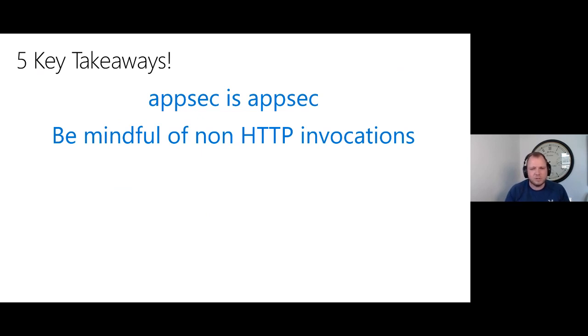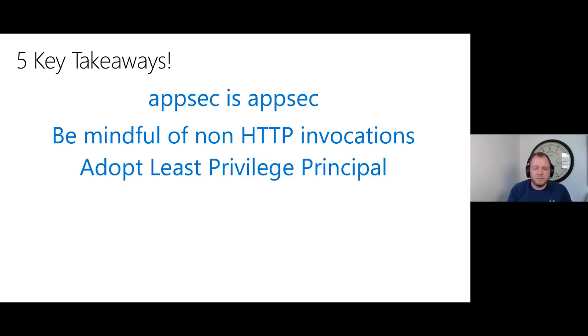But just be mindful of those and don't trust anybody. Basically, apply a zero trust methodology. Do input validation, things like that, even if your triggers aren't HTTP. Adopt the least privilege principle. I can't labor this point enough. Only give your functions access to what they need access to.